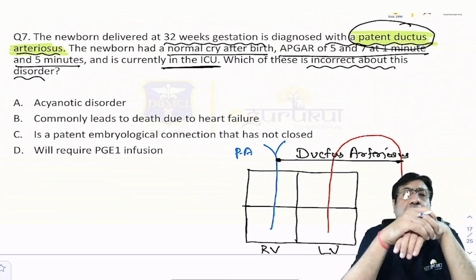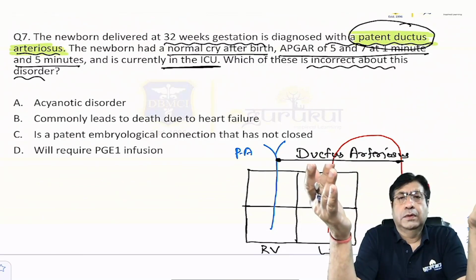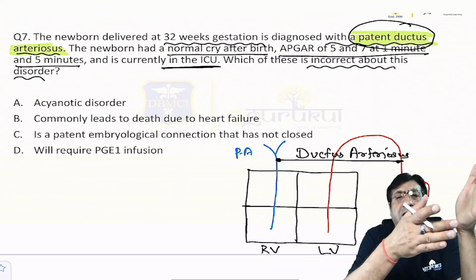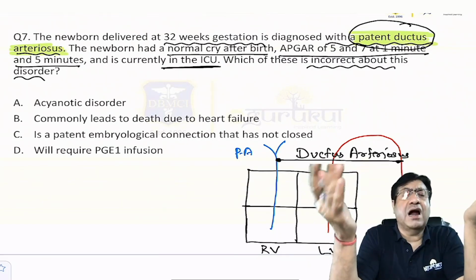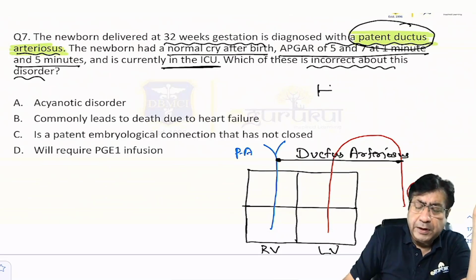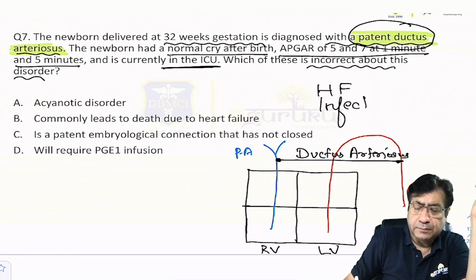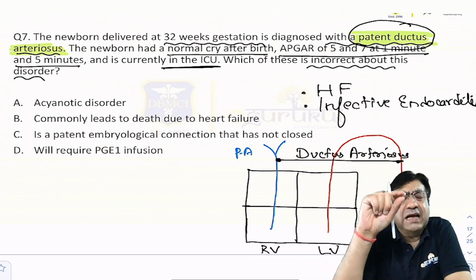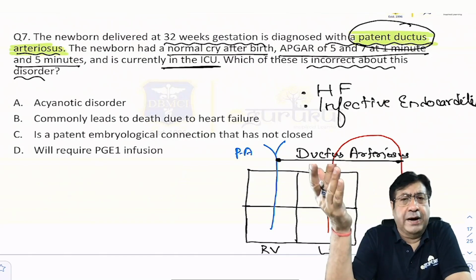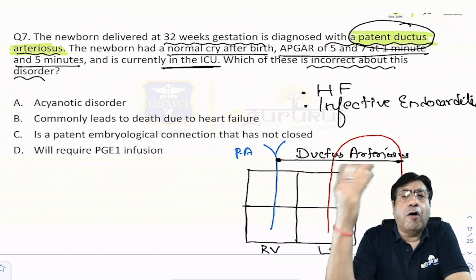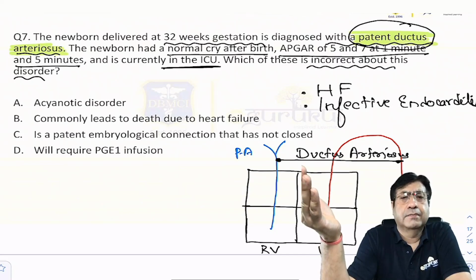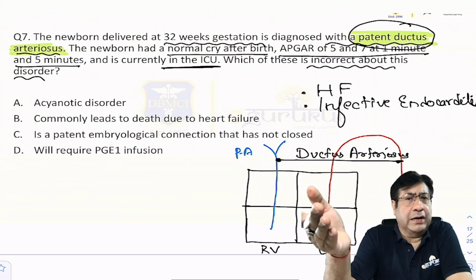B. Commonly leads to death due to heart failure. This in fact is true. Large patent ductus arteriosus leads to excess left to right shunting and is usually known to result in heart failures. So not only heart failures but also infective endocarditis are two very common complications associated with large patent ductus arteriosus. When the PDAs are very small in size, they may remain asymptomatic. But large PDAs often lead to deaths because of heart failures and also sometimes because of infective endocarditis. So statement B is also correct.